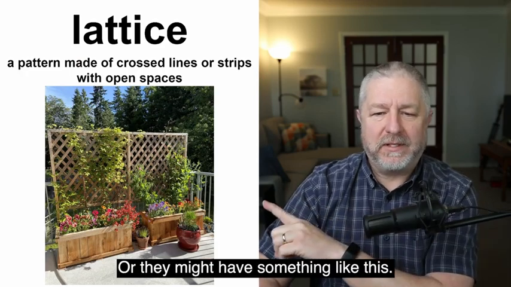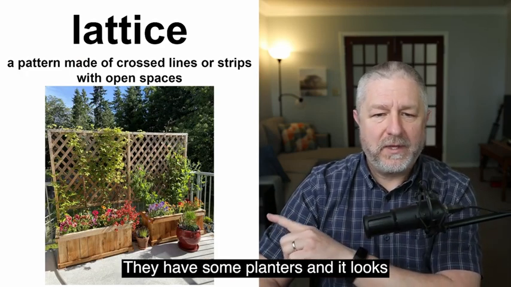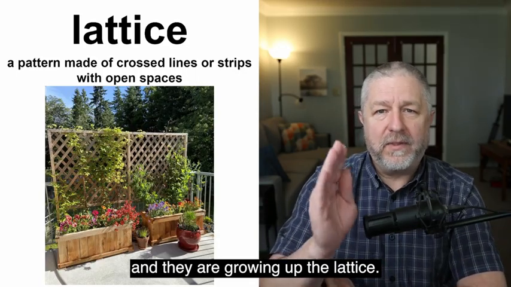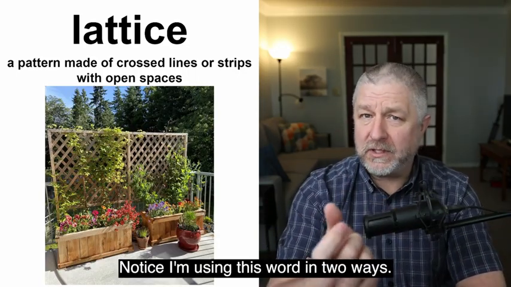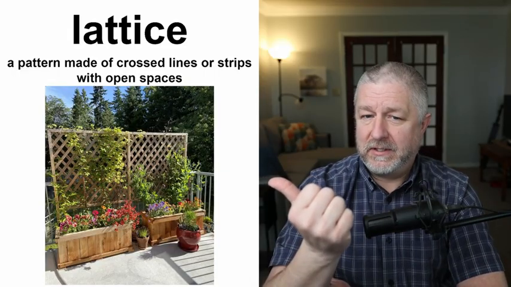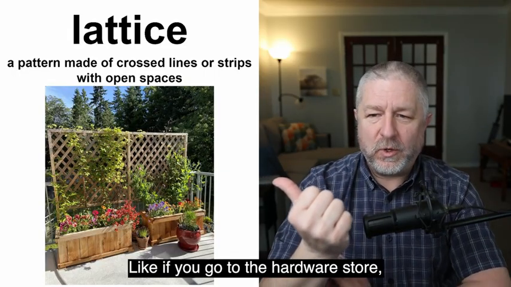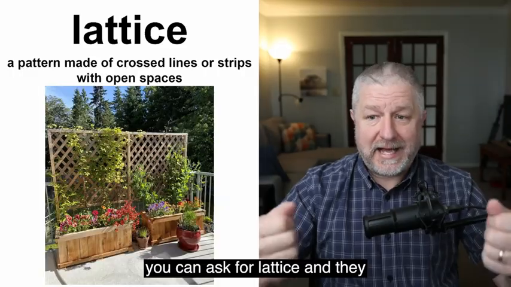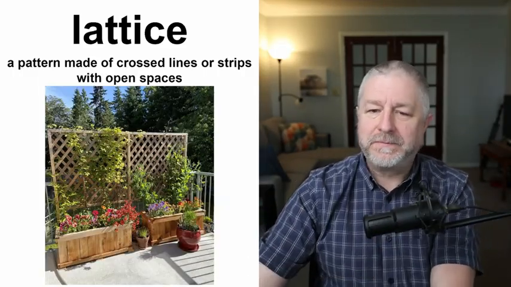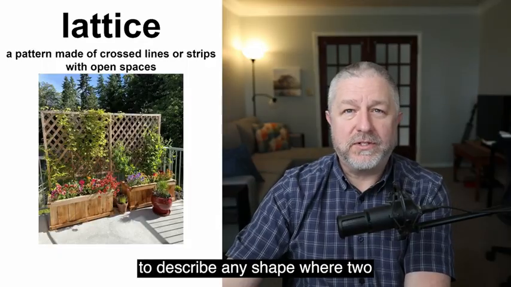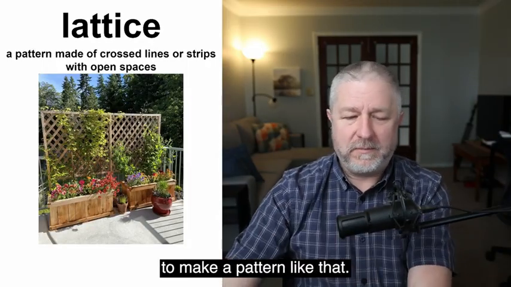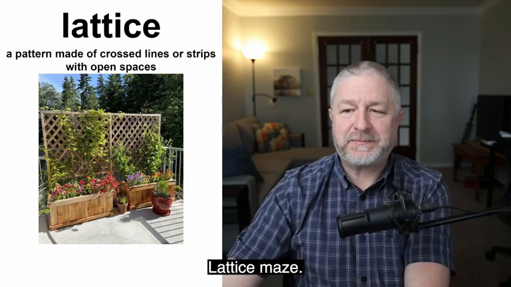Or they might have something like this. They have some planters, and it looks like the plants, some are vines, and they are growing up the lattice. Notice I'm using this word in two ways. The pattern is called a lattice, and if you go to the hardware store, you can ask for lattice, and they will give you that type of wood where it's all connected together. But generally, we use that word to describe any shape where two things are kind of woven together to make a pattern like that. Lattice.